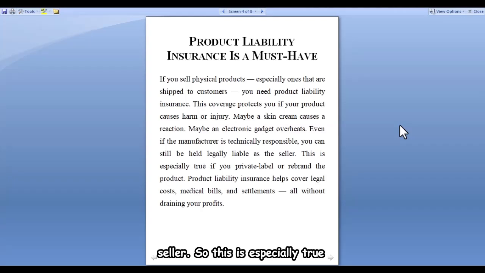This is especially true if you private label or rebrand the product. So product liability insurance helps cover legal costs, medical bills, and settlements, all without draining your profit. So now let's go to the next page.